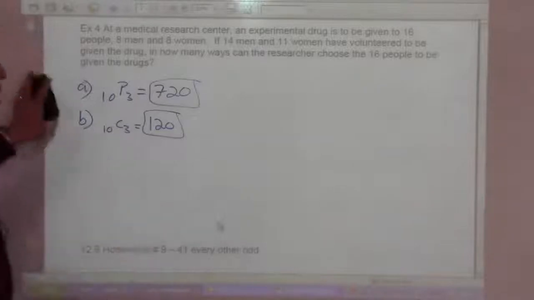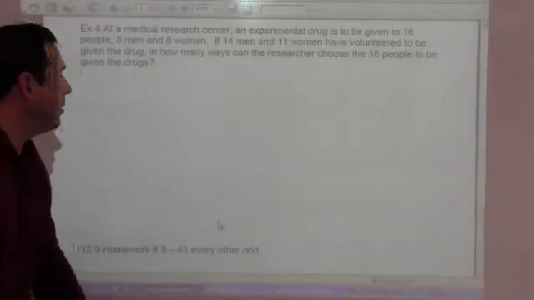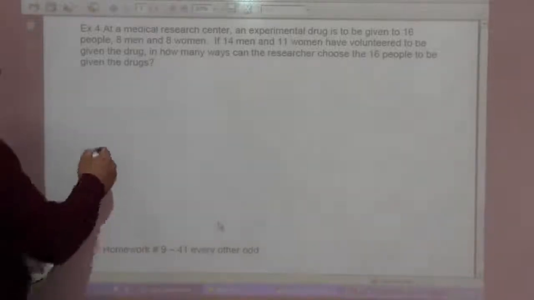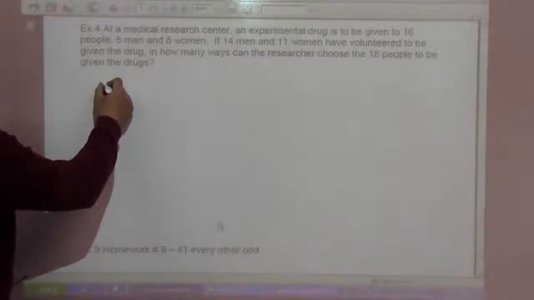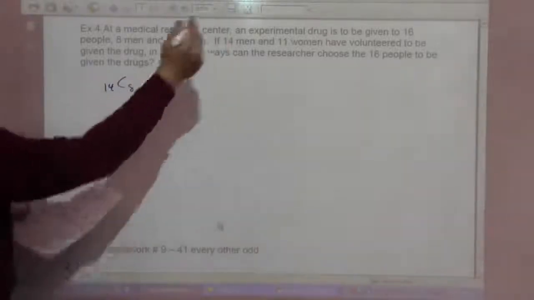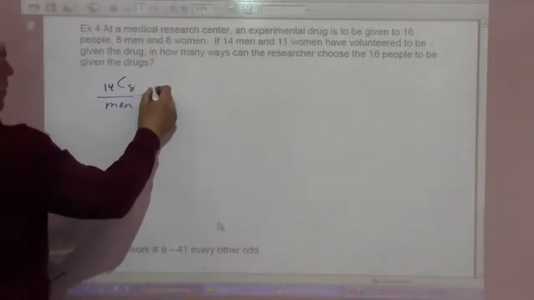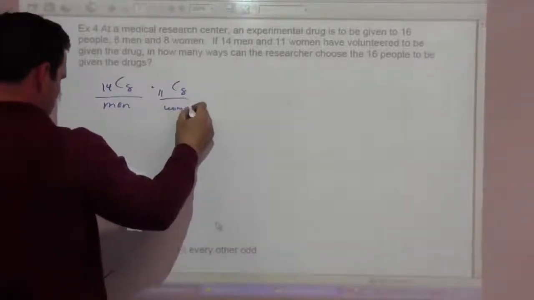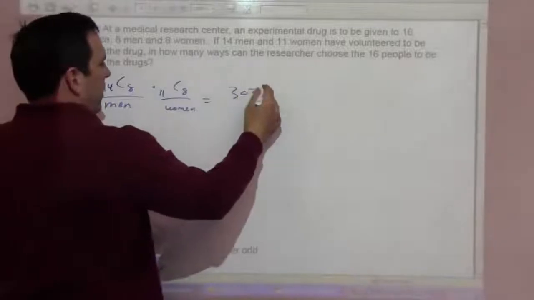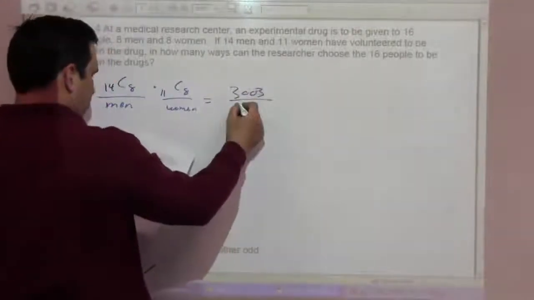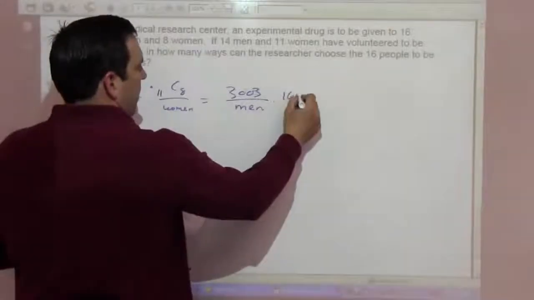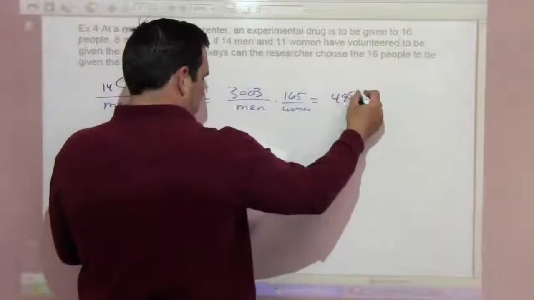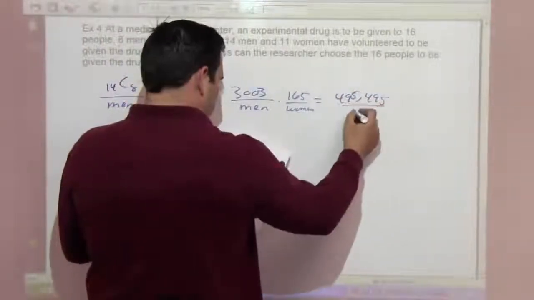At a medical research center, an experimental drug is to be given to 16 people, 8 men, 8 women. If 14 men and 11 women have volunteered to be given the drug, in how many ways can the researcher choose the 16 people to be given the drug? So that's going to be 14 choose 8, that's the men part, times 11 choose 8 for the women part. That'd be 3,003 combinations for the men times 165 combinations for the women, or 495,495 combinations for the group.